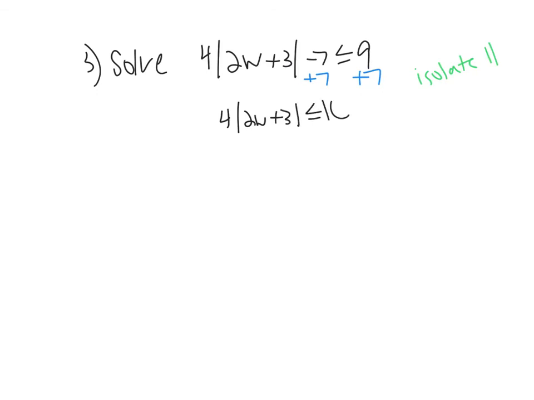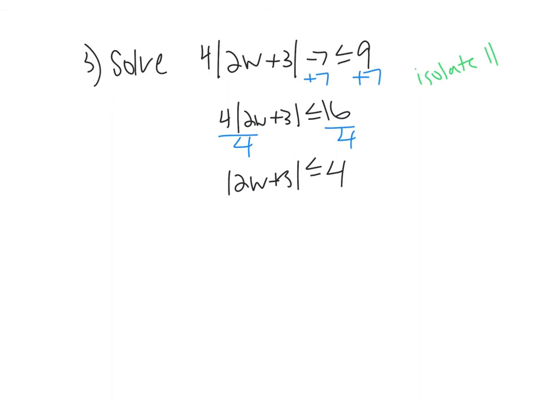9 plus 7 is 16. Next, this is 4 times. Never, ever, ever distribute a number outside the absolute value inside. Absolute value is not a parenthesis. It is a barrier, okay? So this is 4 times. The inverse operation would be to divide by 4 on both sides. So absolute value 2w plus 3 would be less than or equal to 4.